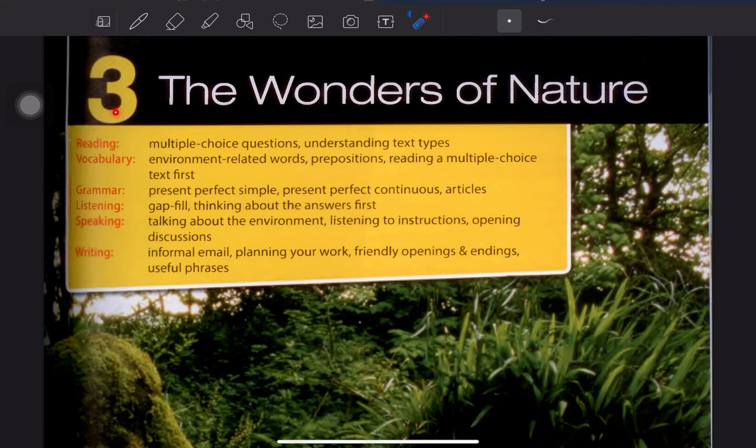Today we are going to enter Unit 3, The Wonders of Nature. So what is the meaning of the wonders of nature? It is keajaiban alam semula jadi. In this unit, we are going to go through these topics: reading, vocabulary, grammar, listening, speaking, and the last one, we are going to have writing.